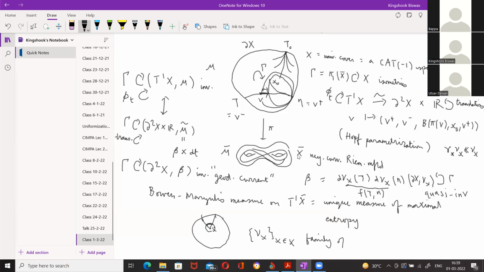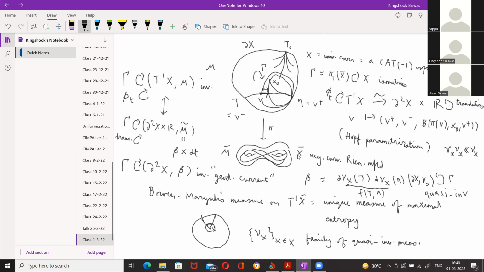Using these, you can construct a geodesic current by this sort of product formula, which is gamma invariant. And using that, you can construct a measure on the unit tangent bundle which is flow invariant. So that's sort of the correspondence. There's a correspondence between these families of quasi-invariant measures and your flow invariant measures, in particular your Gibbs measures, the flow invariant Gibbs measures on the unit tangent bundle. Such a correspondence is well studied.